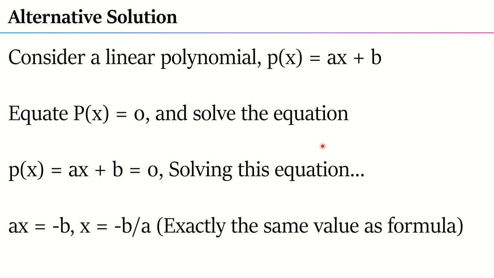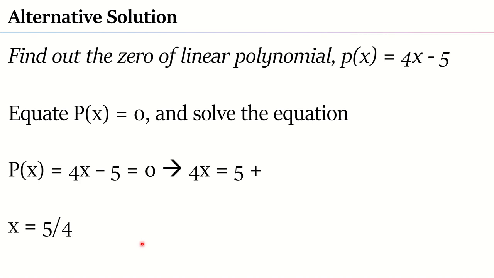Now there's an alternate way to approach this kind of problem. We know that zero of a polynomial is where the value of p of x becomes 0. So I'm equating p of x is equal to 0 and solving the equation. P of x is equal to ax plus b is equal to 0. Put b on the other side, it becomes minus b. Ax is equal to minus b, therefore x is equal to minus b by a. This is exactly the same value as you saw in the formula.